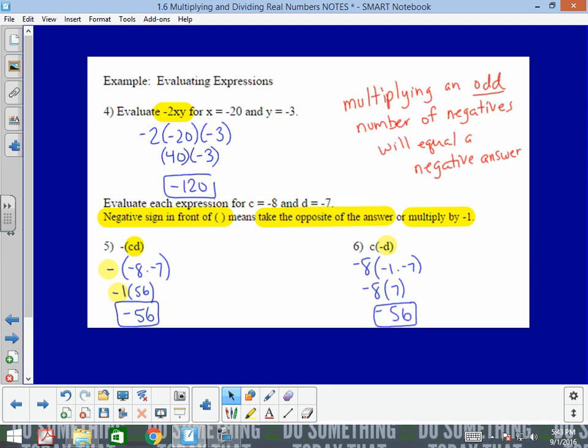Okay, so this is the end of video 2. We will move next to video 3 and look at some more types of multiplying and dividing.